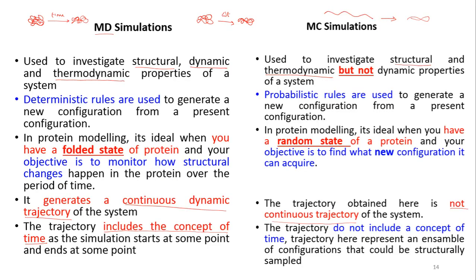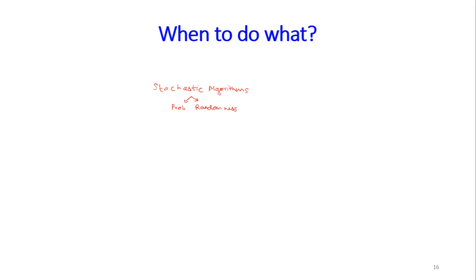And we have tried to differentiate between what happens in molecular dynamics simulations and what happens in Monte Carlo simulations. And I have shown you the trajectory of a typical Monte Carlo simulation. And we have also discussed when you should adopt Monte Carlo simulation and when you should adopt molecular dynamics simulation. So, this is what we have done so far, right?